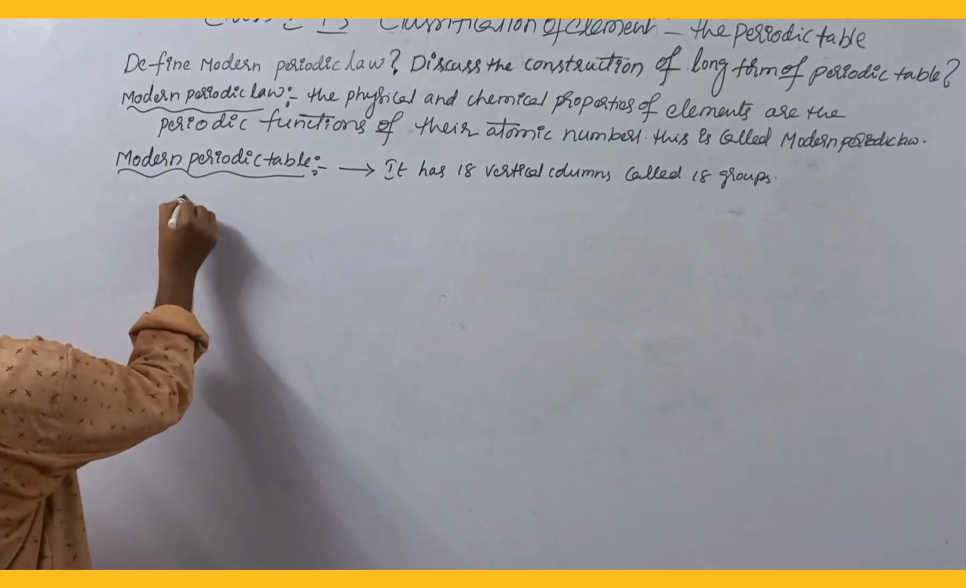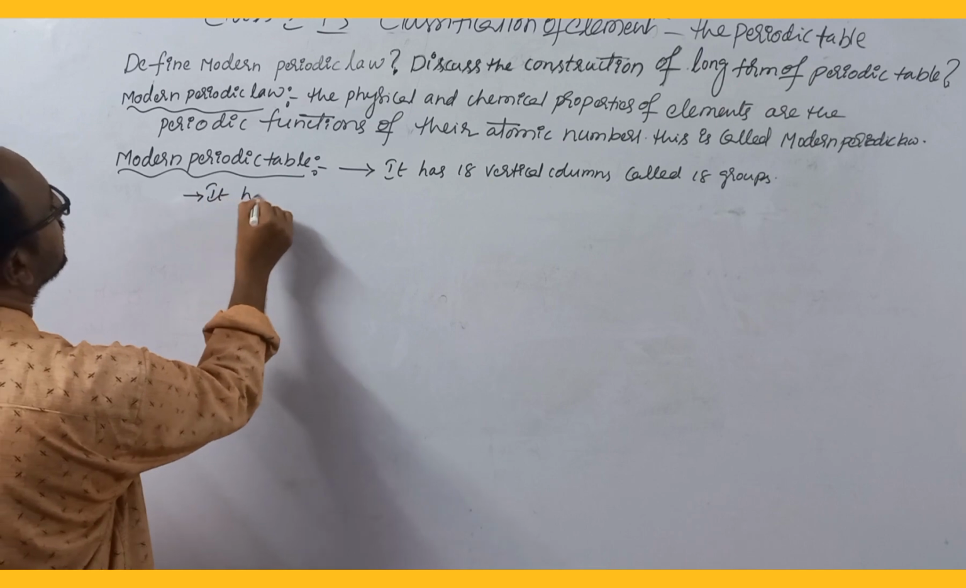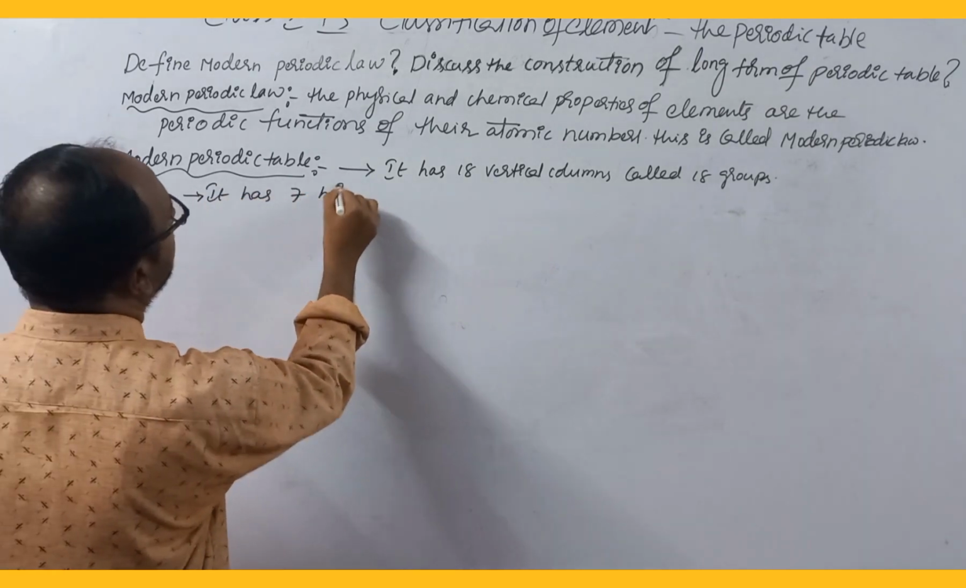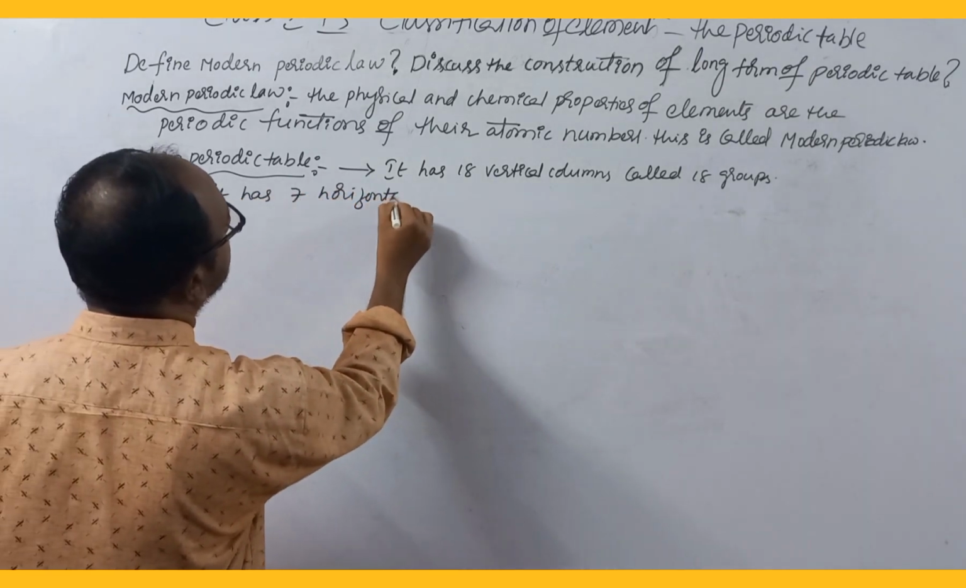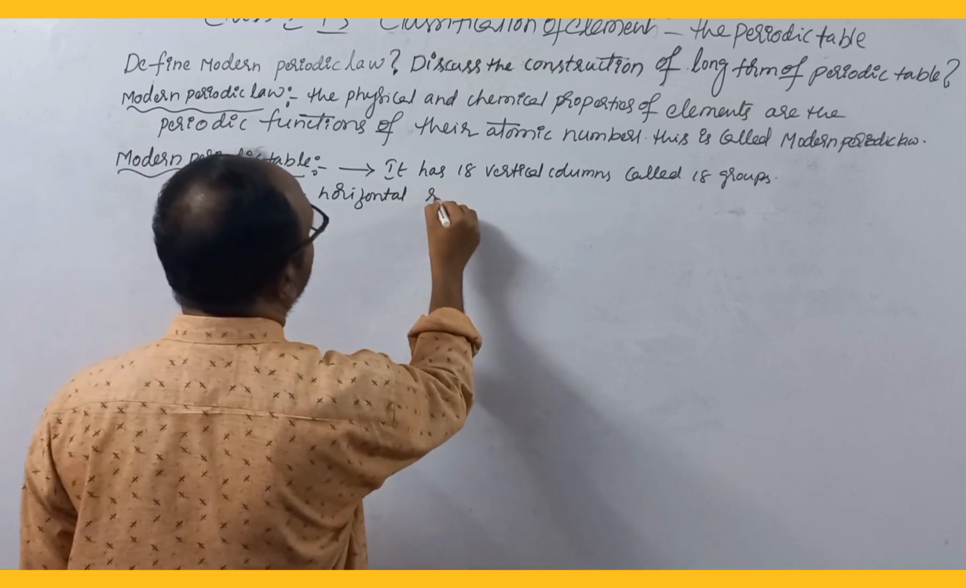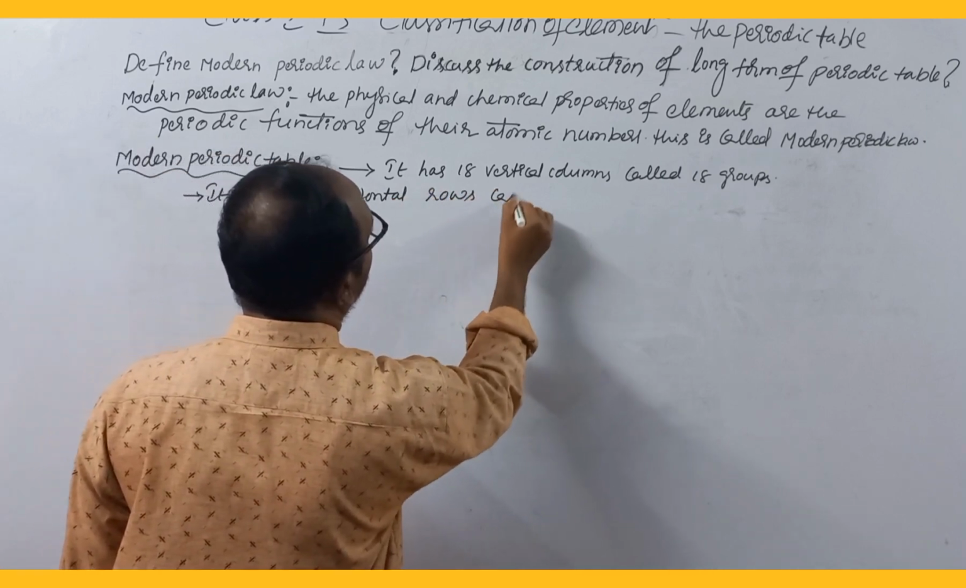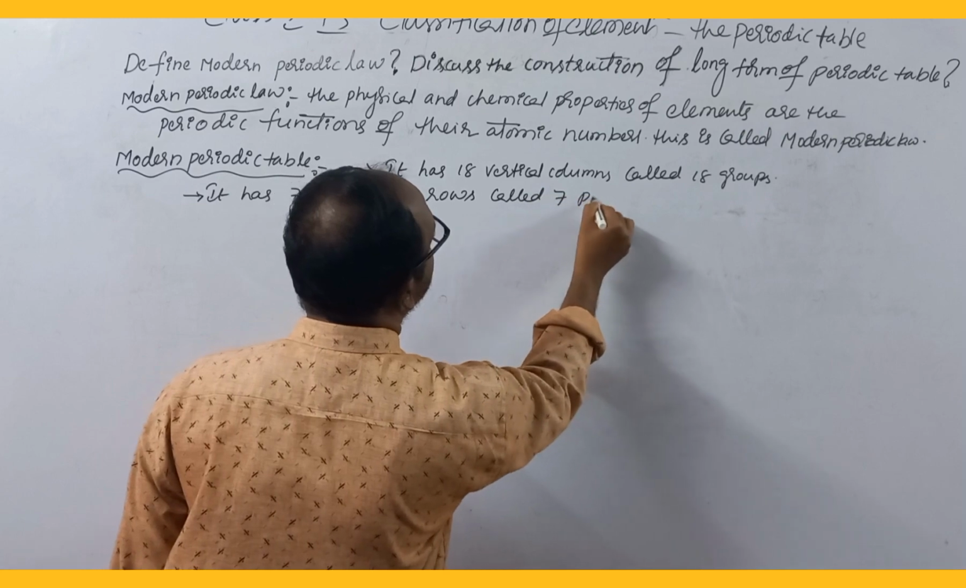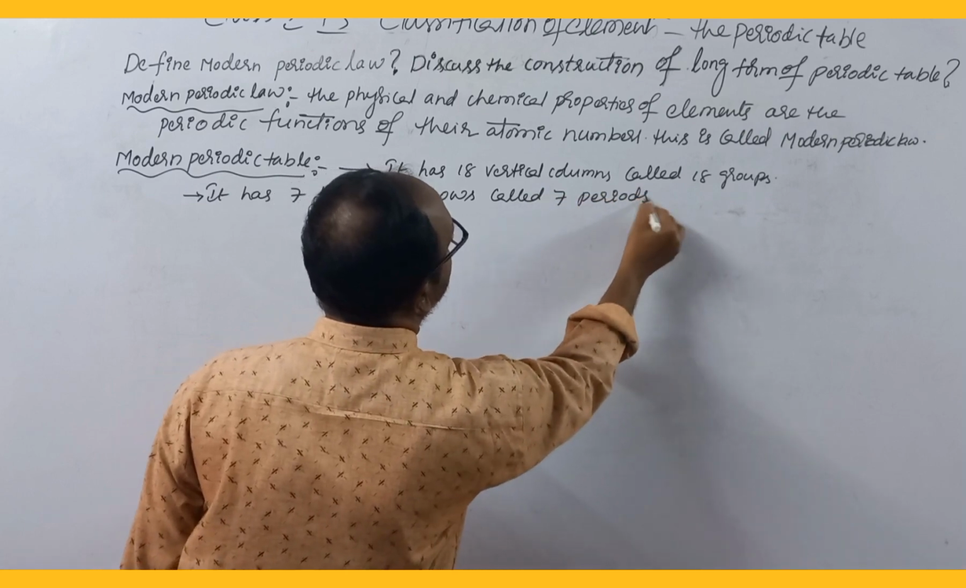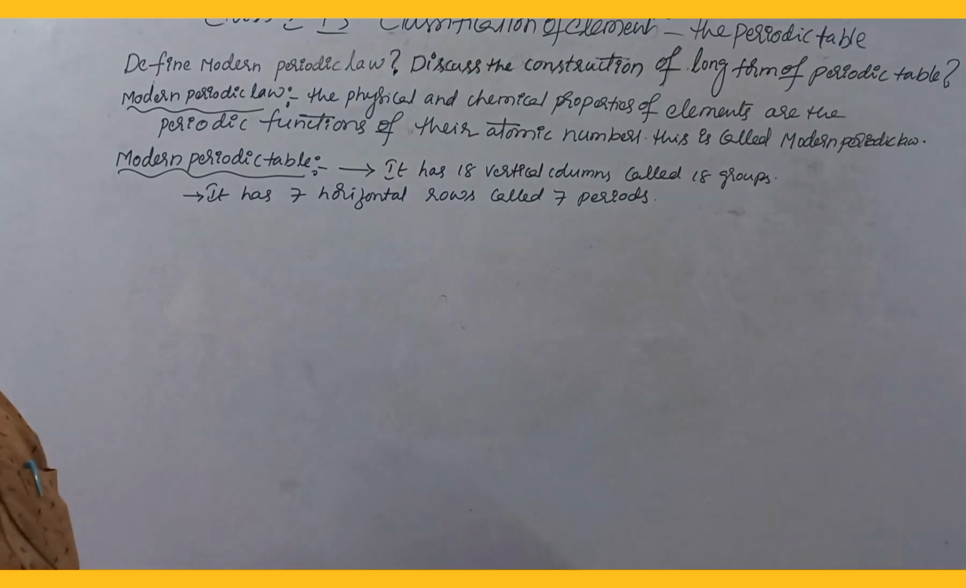Next point, it has 7 horizontal rows called 7 periods. Second point, students, a horizontal row is called a period. That means horizontal rows we call periods, and vertical columns we call groups. Vertical columns in English are vertical columns, horizontal rows are horizontal rows.